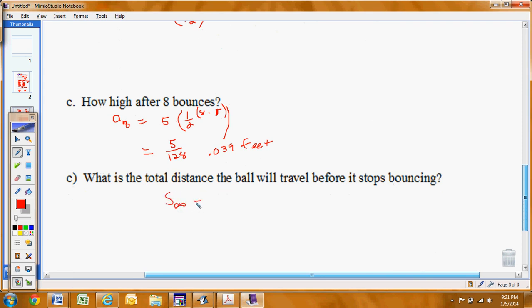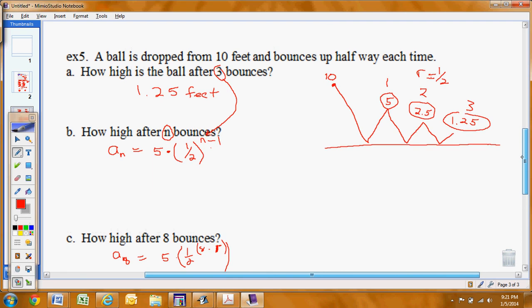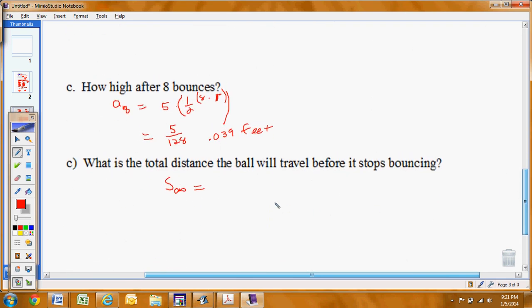Now this only works if r is somewhere between -1 and 1. But remember, in our case, r is equal to 1/2. So this should eventually reach some limit. So we can use the formula, which says take the first term, which we said was 5, over 1 minus r. R is 1/2. 5 over 1 minus 1/2 ends up being 10.